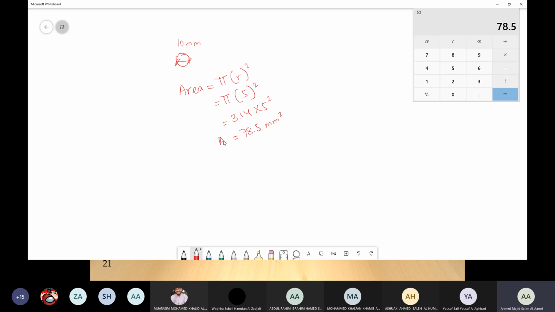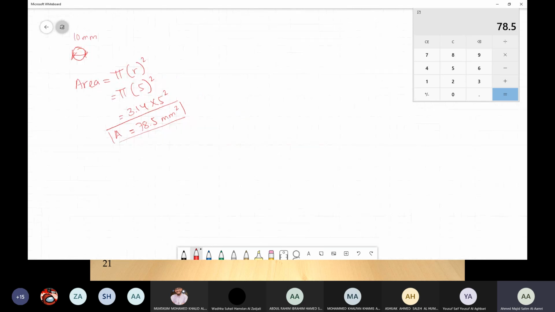Now I want to know how many bars will be there. So how do we know how many bars there are? You will see that the slab is designed for a width of 1000.